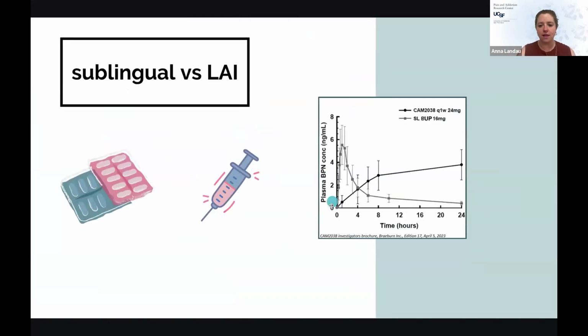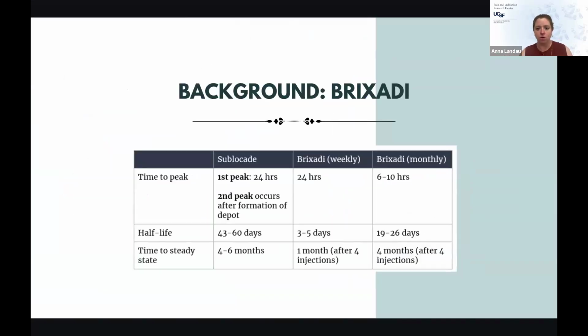So when you look here at the slope of the CAM 2038, that was the early name for what is now called a weekly dose of Brixadi, you see that it rises slowly over the first 8 hours, and then even more slowly over 12 to 24 before peaking around 24 hours. It does that on its own. You don't have to take those tiny little doses of bupe. You give someone the injection, and then it does the work itself, and that's really appealing for patients, and it's really cool that it works.